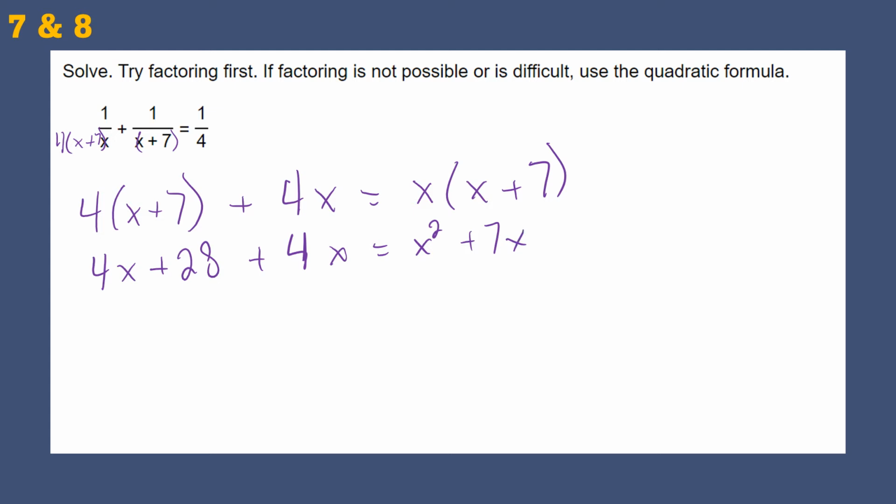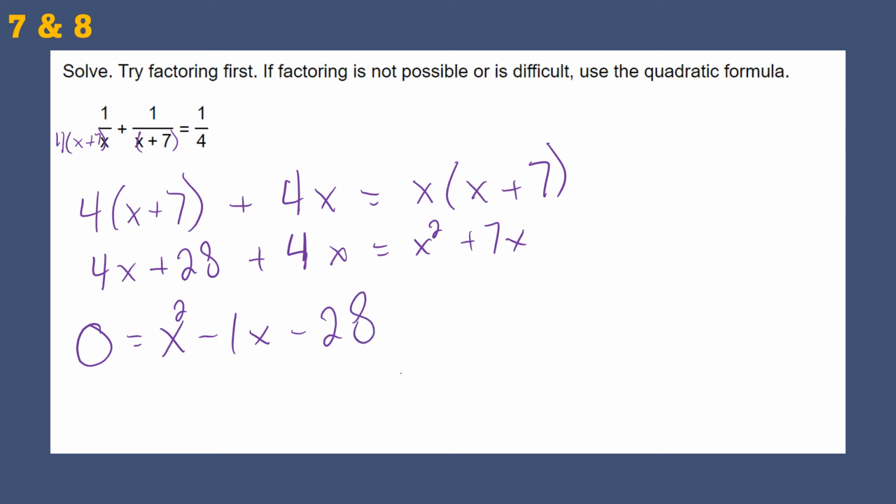Now we're starting to see why we were supposed to solve it by factoring if possible, and if not, use the quadratic formula. That's because if you look at this, now we have a quadratic. So I'm going to solve it like I would have solved a quadratic by getting the whole thing equal to 0. I'm going to subtract 8x from both sides, and then also subtract the 28. I'll end up with 0 equals x squared minus 1x minus 28.